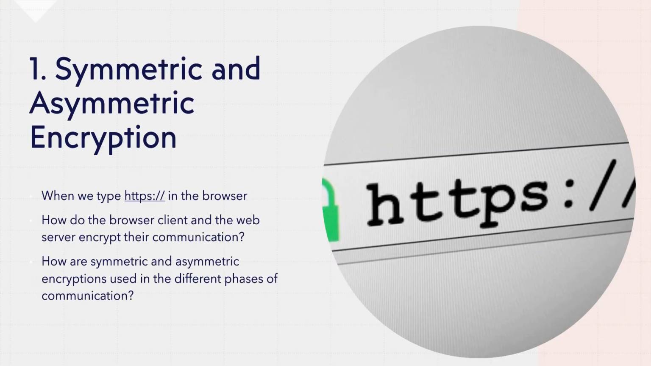Next, let's look at asymmetric and symmetric encryption. They each have their own qualities, so how do they work together when we visit websites on computers? When we type https and 2 slashes in the browser, how do the browser client and the web server encrypt their communication? And because we use both symmetric and asymmetric encryption, how are they used in different phases of communication?